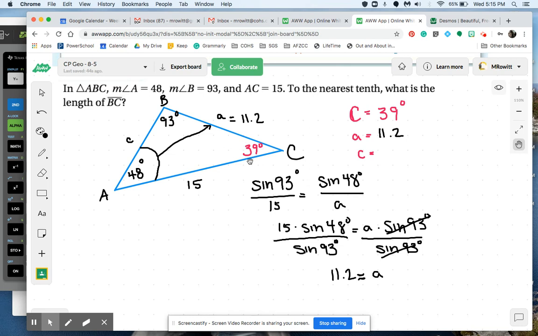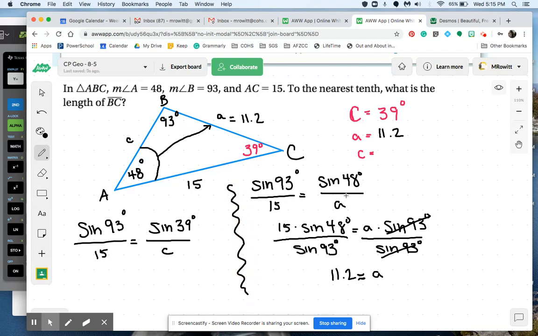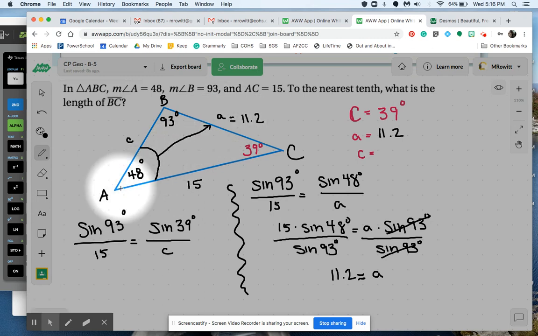So if I want to solve for this 39, like I said, I'm going to use that sine of 93 again. So new fractions, same pieces for part of it. The sine of 93 over 15 equals, now I'm trying to solve for little c. So now I've got to use the sine of 39 degrees over little c, because that's what I'm trying to solve for, okay? So they look very similar. When I'm trying to solve for little a over here, I use the 48 that came right across from it. So when I'm trying to solve for little a, I had to use 48, okay?